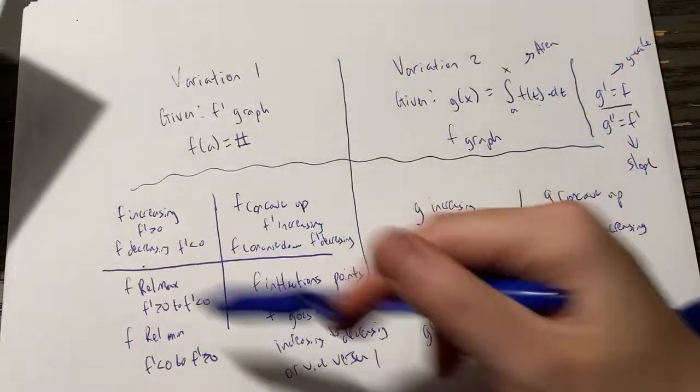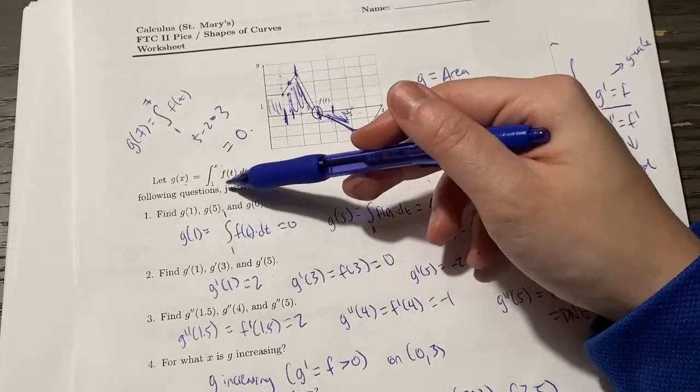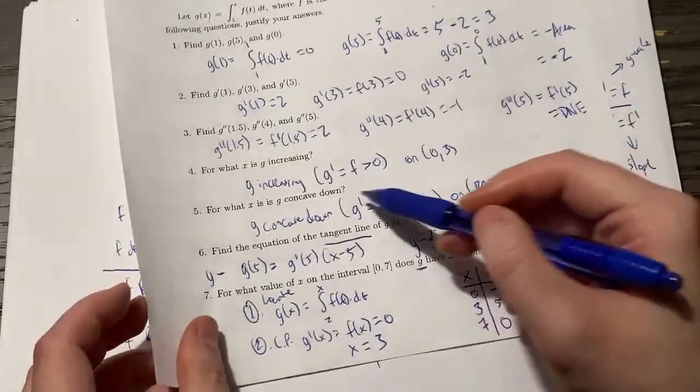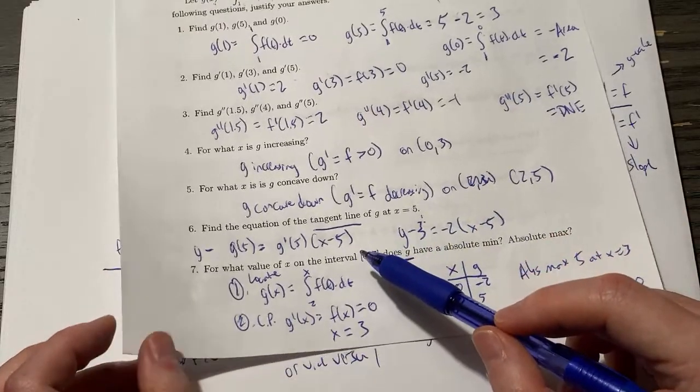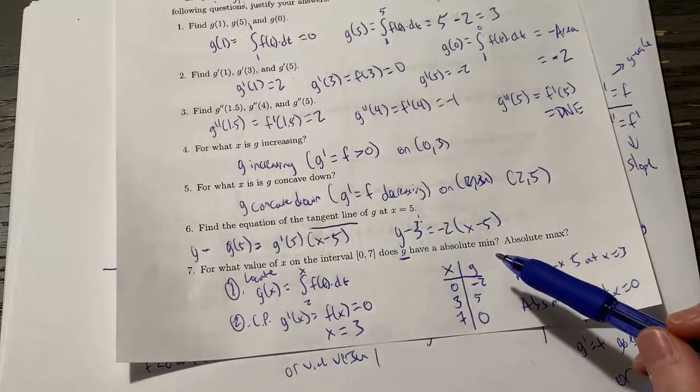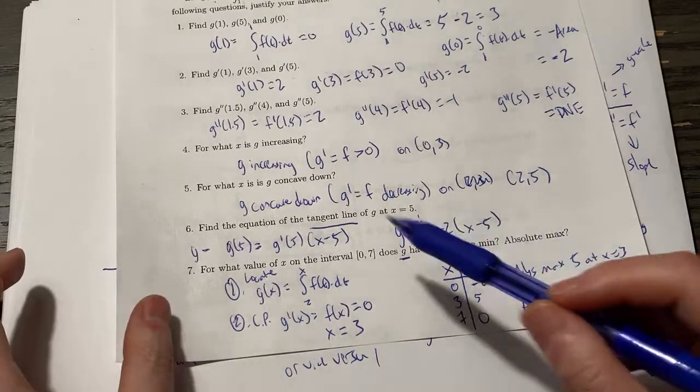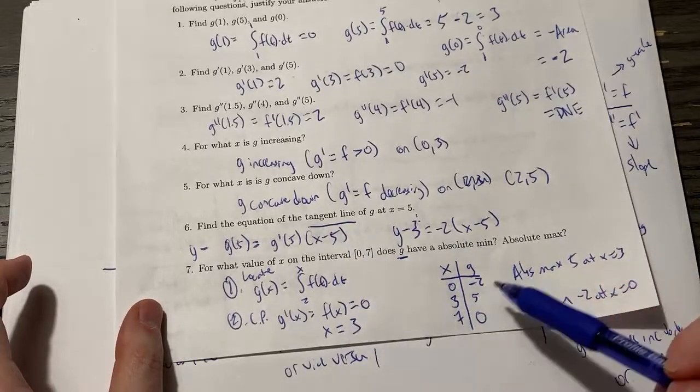Anytime you're doing shapes and curves questions, when you're given this variation with the integral, you just want to write G prime equals F, G prime equals F, G prime equals F. Equation of the tangent line isn't too bad because you probably already found the values. And then absolute max or min is probably the worst question. But what you do is you do your normal locate, critical points, and table.